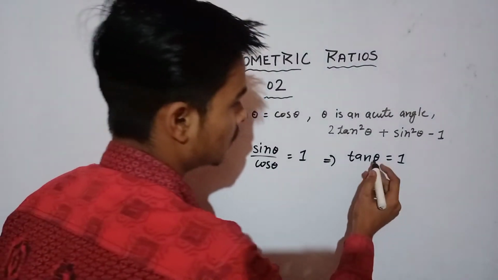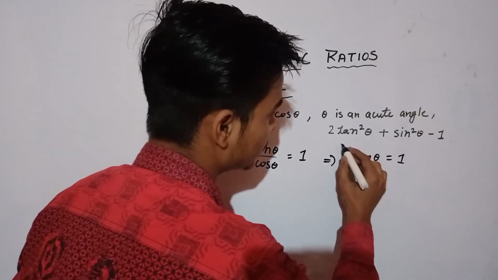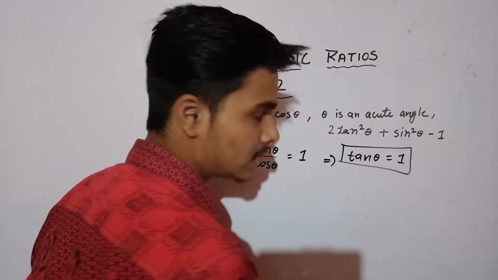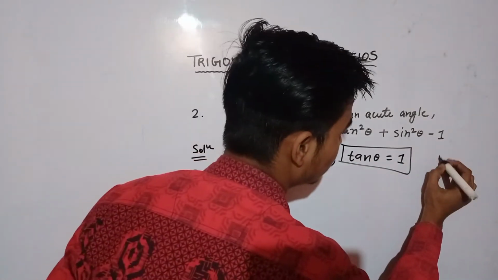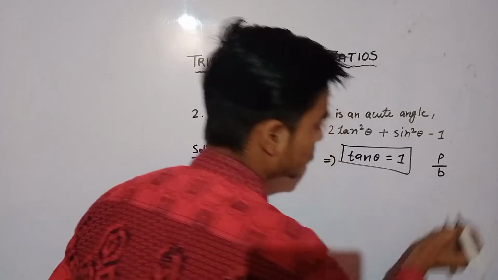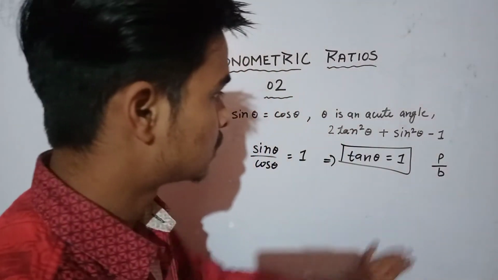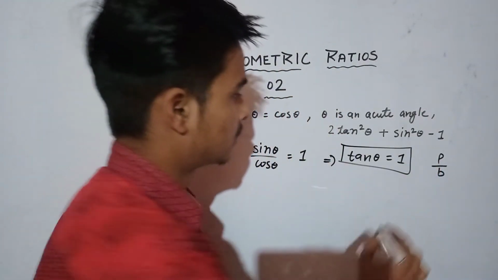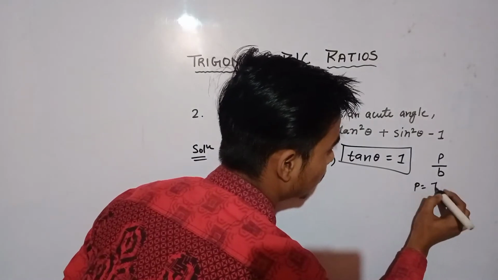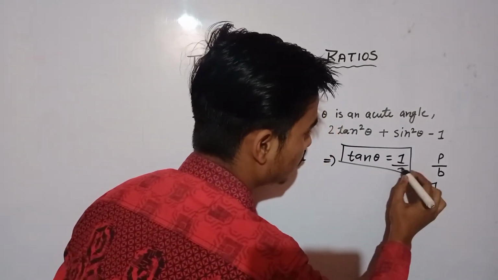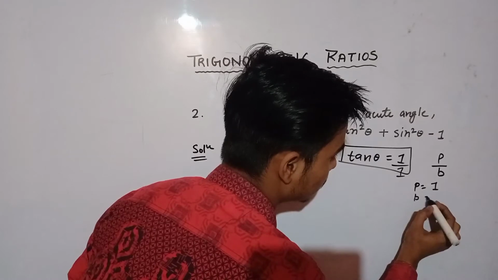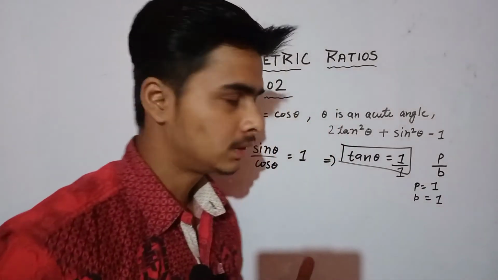Now we have been given that tan theta is equal to 1. What is tan theta? P upon B. So what is the value of P from here? The value of P is 1, and the value of B is what? It would be 1 upon 1. So the value of B is also 1.